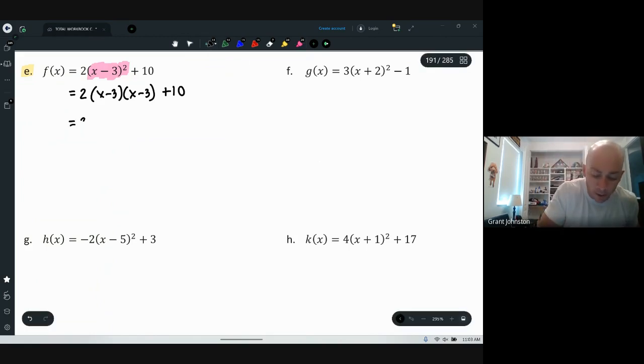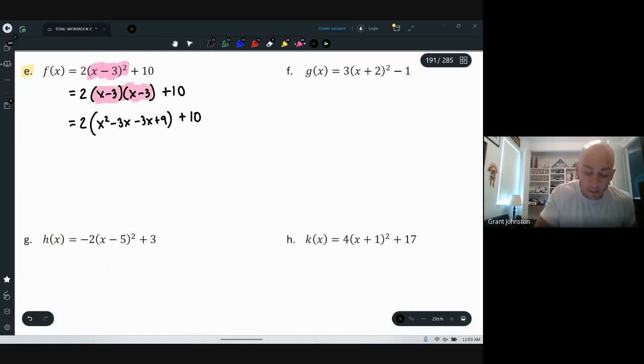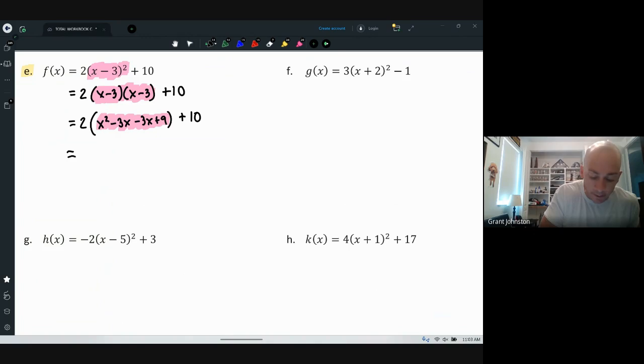So I'm going to rewrite 2. X minus 3 times x minus 3 would be x squared minus 3x minus another 3x plus 9. I just distributed that. And I still have that plus 10 out there. Now I'm going to multiply. So I'm doing this, which is now this after distributing. Now I'm going to multiply the 2 to all of that. So it'd be 2x squared.